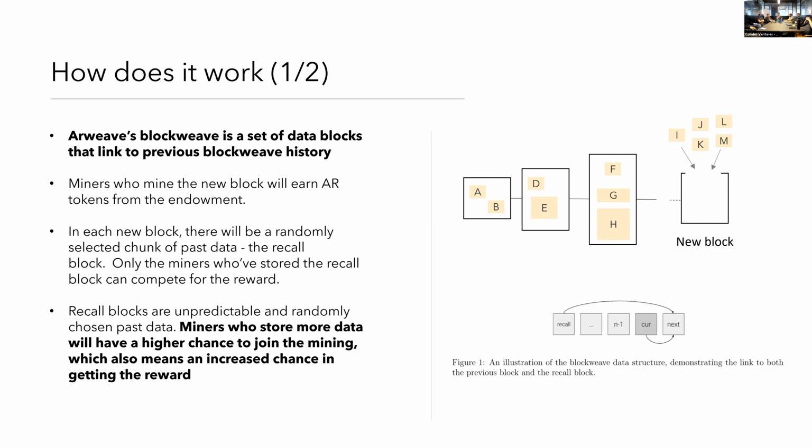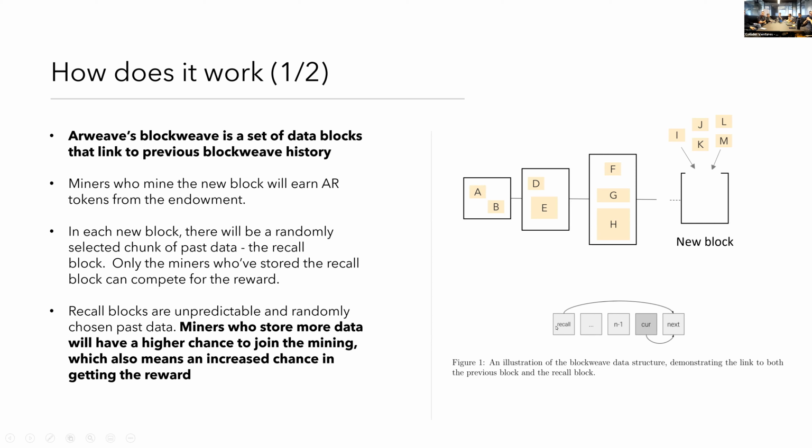The miners compete with each other to take this data, to store it, and to post it as a new block. But the idea here, which is very unique, is you don't have to store everything. And it works in a way that the next block will be mined by the miner that stores the most information. Each time you have a new block, you have something which is called the recall block.